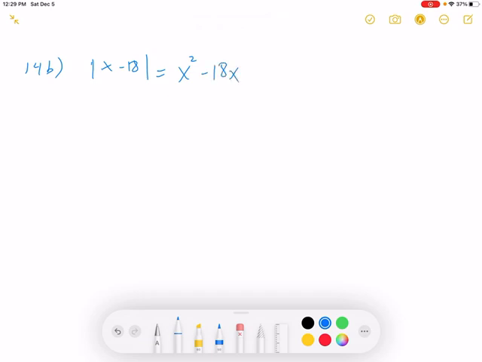So when you have absolute value of something, it can either be positive or negative. The absolute value of -5, for example, is also positive, right? So we need to make sure we account for that. When we take care of the absolute value, we're going to have two problems.